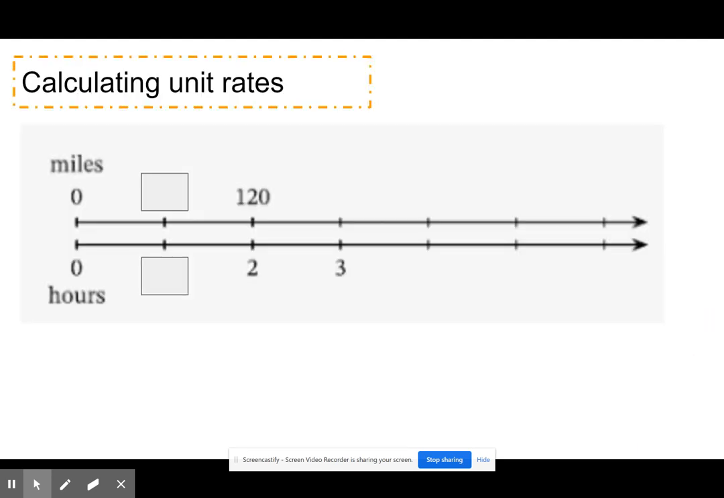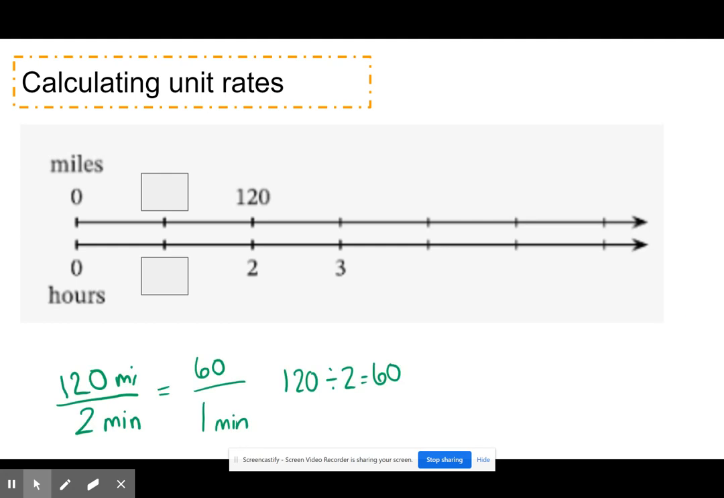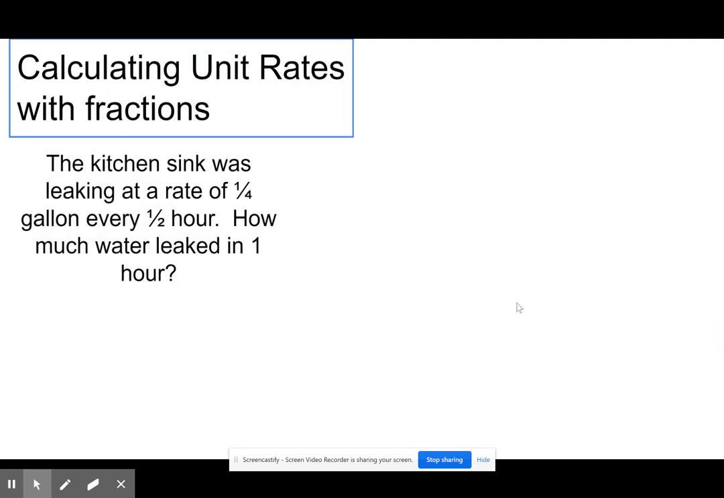Here's another double number line comparing miles and hours, and parts of it are hidden from us, the unit rate, in fact. But we can use what's already there to help us calculate the unit rate. If it can go 120 miles in 2 hours, I'll divide 120 by 2, and I get 60. 60 what? Oh, 60 miles in 1 hour. Oops.